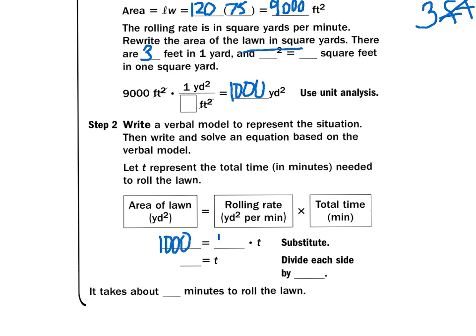Rolling rate is 125 times how much it takes us time. So we can divide 1,000 by 125. It should take us 8 minutes.